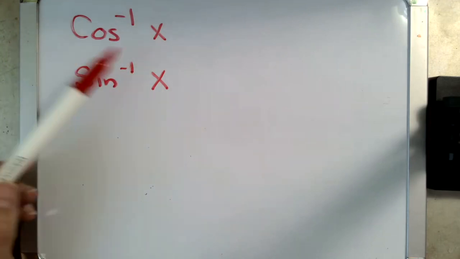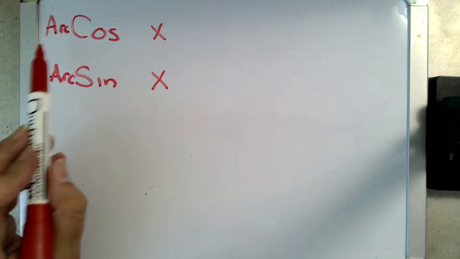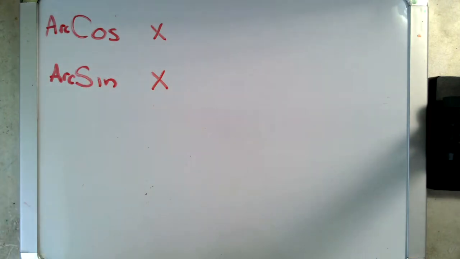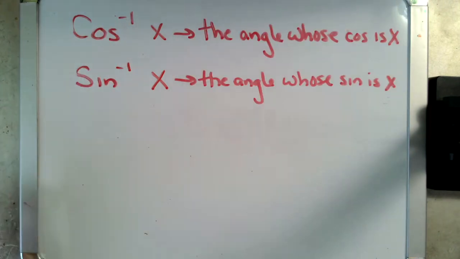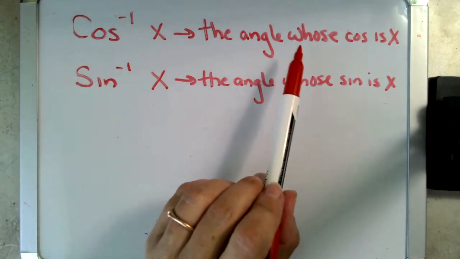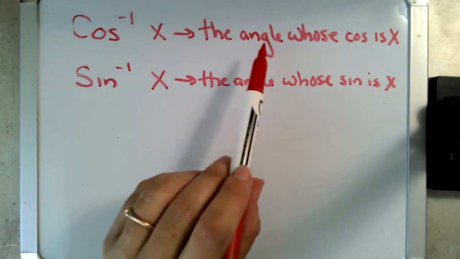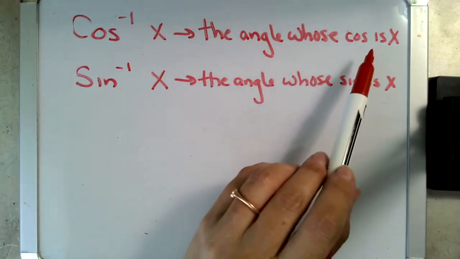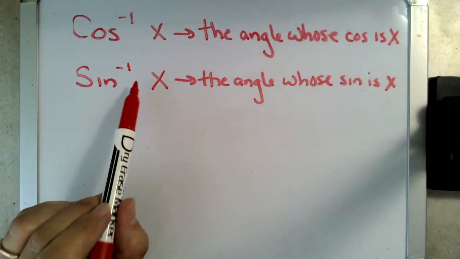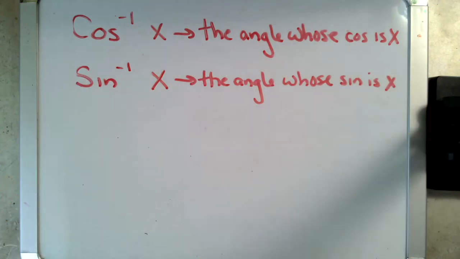So this is the inverse cosine or the inverse sine, and they're also sometimes written this way as the Arccos or the Arcsin. And what inverse means is the angle whose. So the inverse cosine x is the angle whose cosine is x. And the inverse sine is the angle whose sine is x. Okay, so what in the world does that mean?